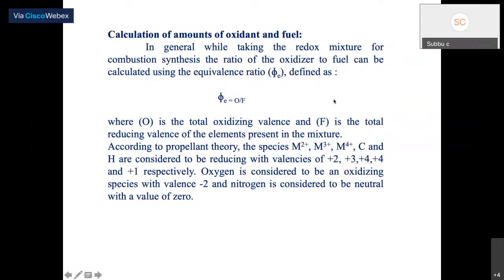The theory is basically called the equivalence ratio. It basically tells that the oxidizing valency by reducing valency, as simple as this. I will tell you with an example where O is the oxidizing valency, F is the reducing valency. For example, if you have a compound in which a metal is present in +2 state, it gets a valency of +2. Metal in +4, it is +4. Carbon, it is +4. Hydrogen basically gets +1. Whereas wherever there is oxygen, it gets a valency of -2. And wherever there is nitrogen, it gets a valency of 0.